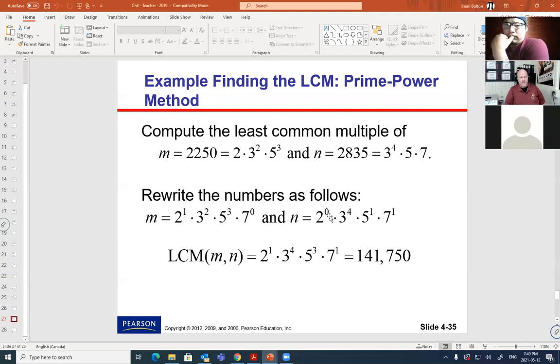So we had a 2 to the 1 and a 2 to the 0. The larger one is the 2 to the 1. A 3 to the 2 and a 3 to the 4. The larger one is 3 to the 4. 5 to the 3 and 5 to the 1. The larger one is 5 to the 3. 7 to the 1 and 7 to the 0 is 7 to the 1. So the key is once you do your tree, your prime factorization, you pick either the lowest ones or the highest ones. Lowest for GCD, highest for LCM.